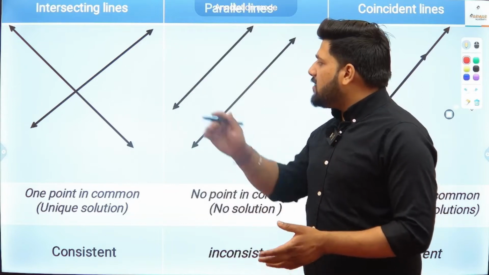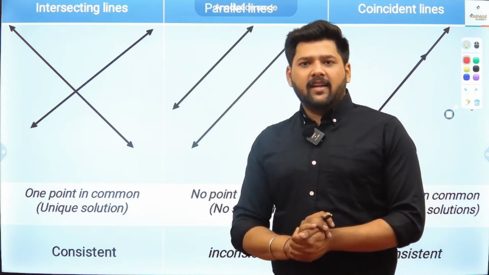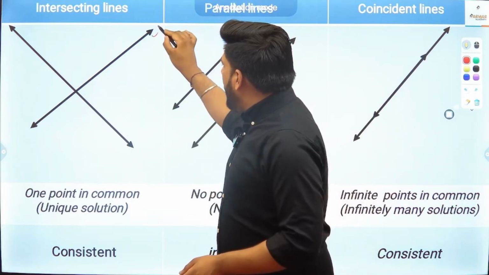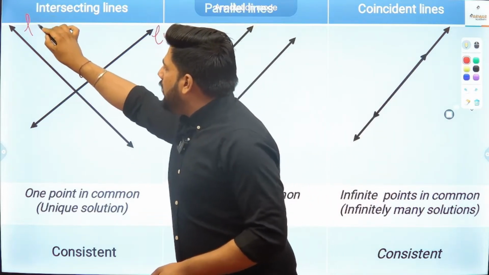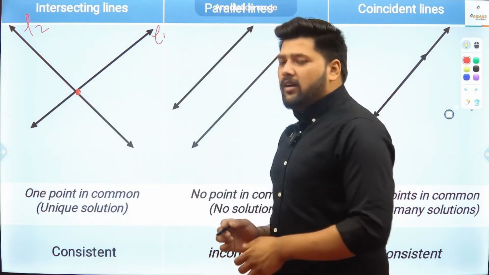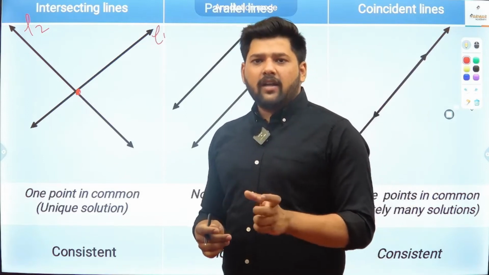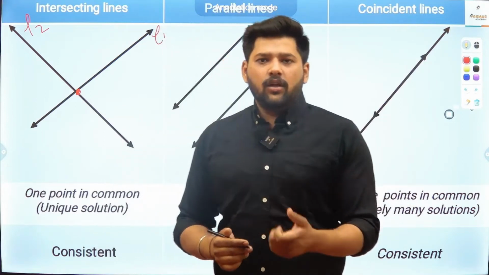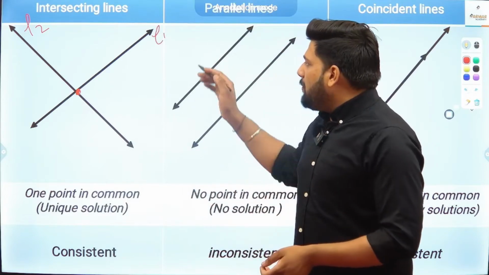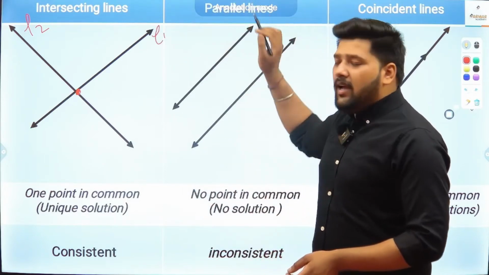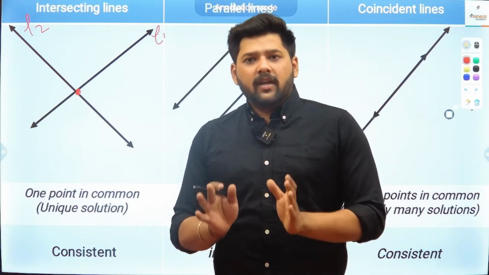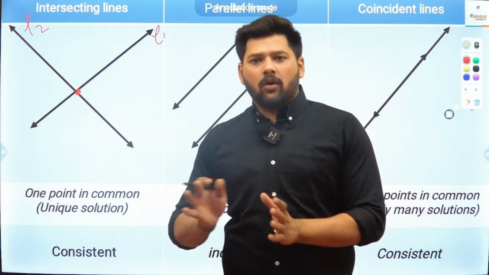So the first case is the two lines intersect each other at a point. So these are the two straight lines, line L1 and line L2, and they intersect at a given point. Look at here, in this chapter, as we know that a point is a solution if it satisfies both the equations. So graphically, the solution of a pair of linear equations in two variables is a point that is common to both the lines.